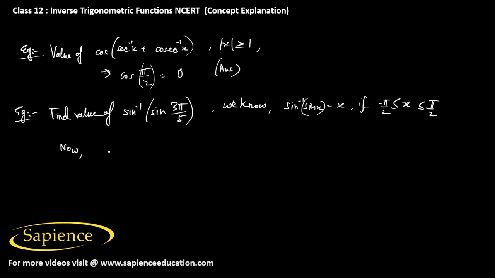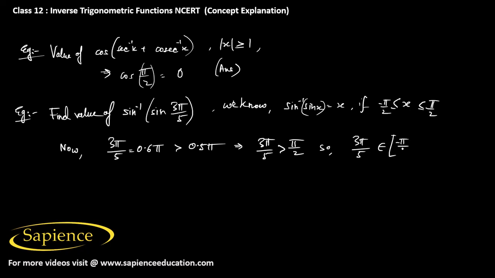Now here the value 3 pi by 5 is actually 0.6 pi, which is greater than 0.5 pi. It means 3 pi by 5 is greater than pi by 2, so 3 pi by 5 does not belong to the closed interval minus pi by 2 to pi by 2. Therefore, we need to bring in some value within this principal value branch.